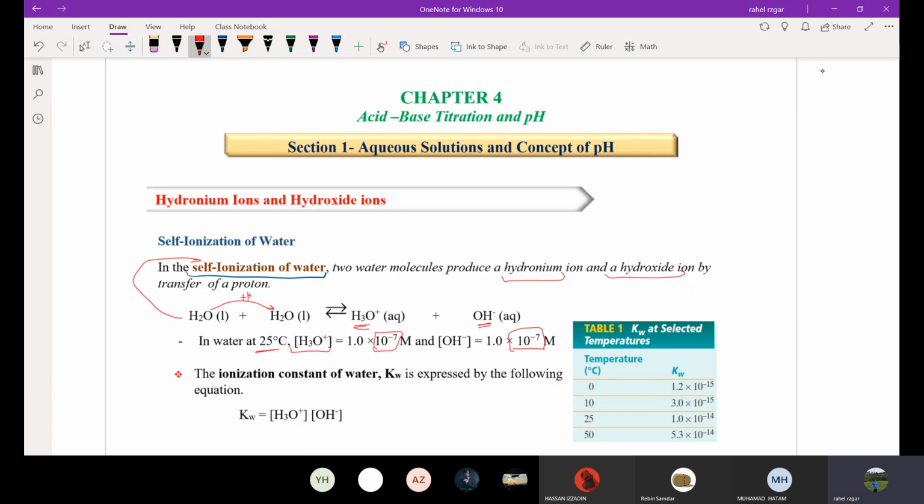You don't have to always pronounce the one. I'm just saying 10 to the power minus 7. Why? Because H3O and OH must be the same, because it's water. It's not acidic, it's not basic. It shouldn't contain more H3O than OH, because it's just pure water. That's why at 25 Celsius, this is important, the concentration of H3O is 10 to the power minus 7, and the concentration of OH is 10 to the power minus 7. You have to know this.